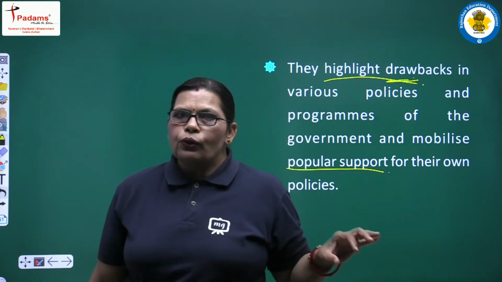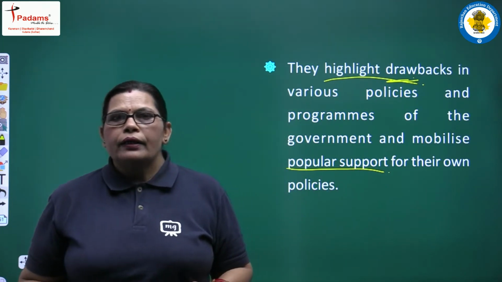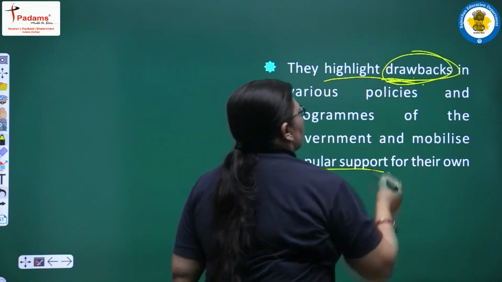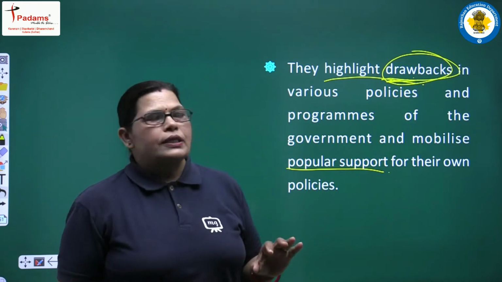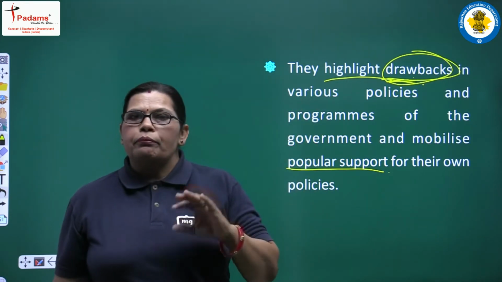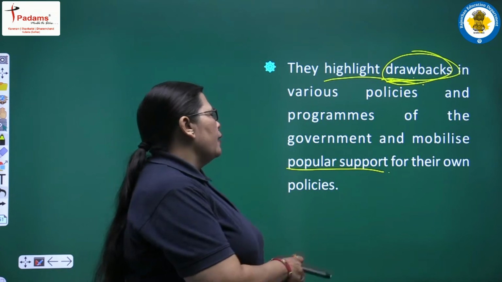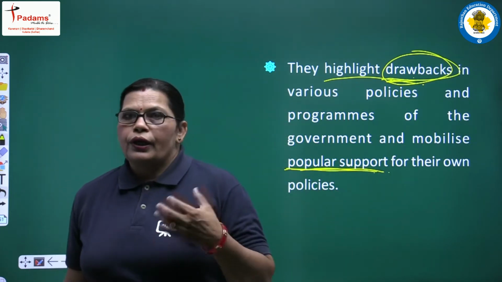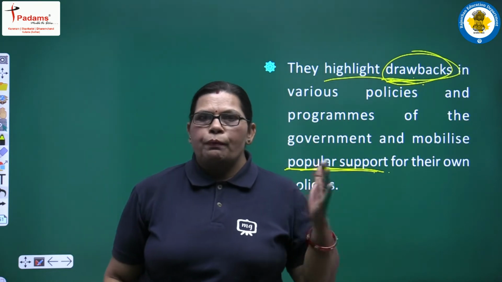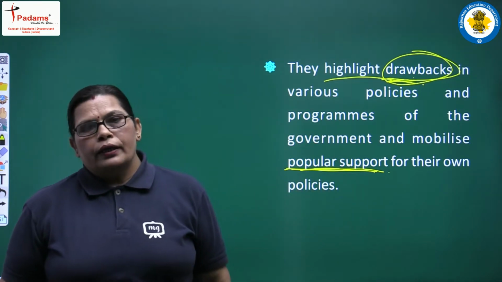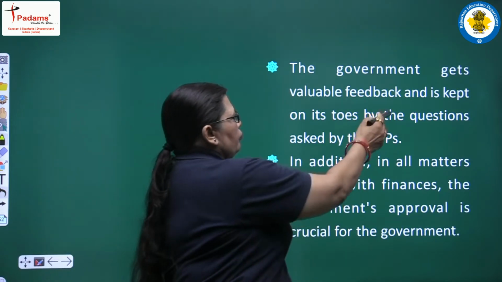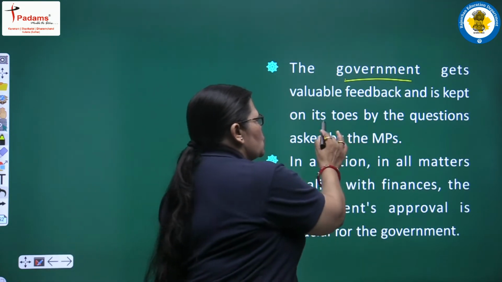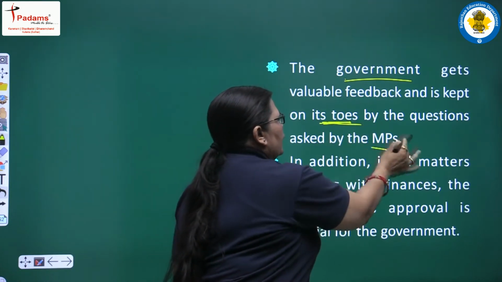See, what's the role of the opposition party in the parliament? Opposition party always highlights the drawbacks in various policies and programs held by the government, and at that time they mobilize popular support of the people for their own policies. That's why the opposition party has a great role in the parliament. The government gets valuable feedback and is kept on its toes by the questions asked by the MPs.